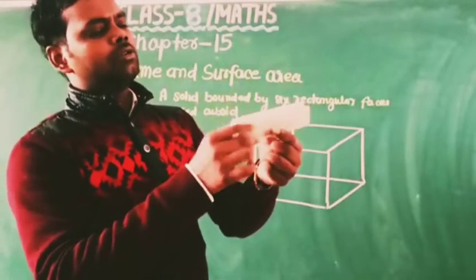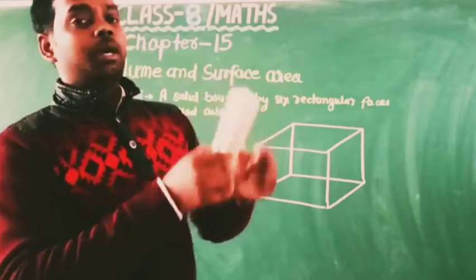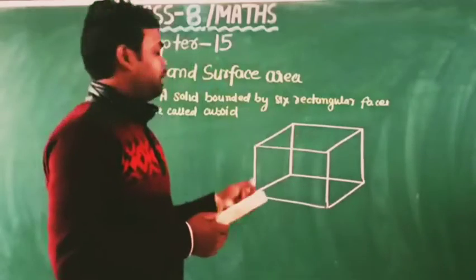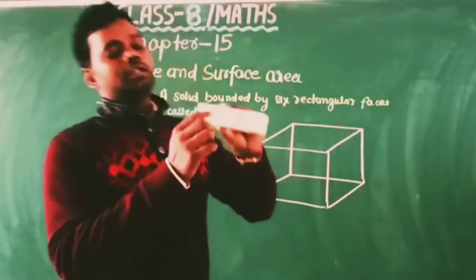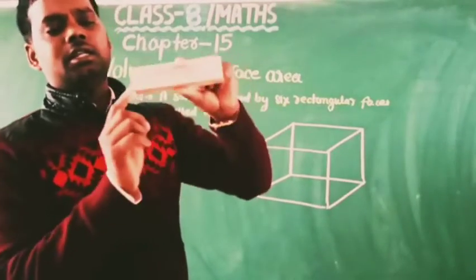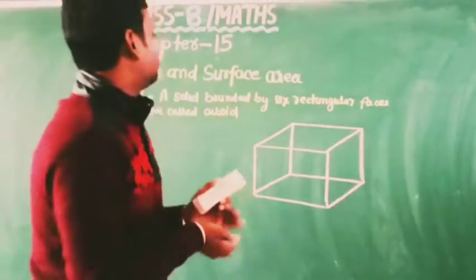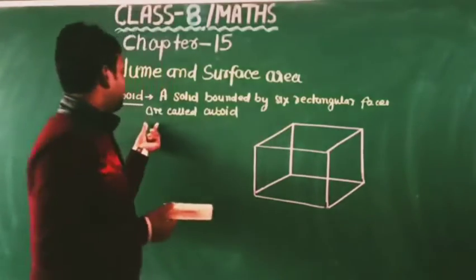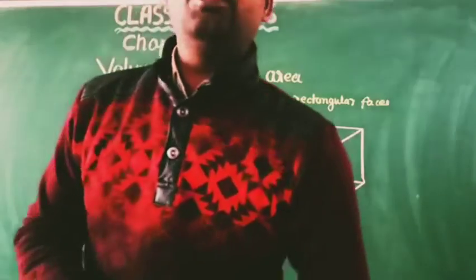Okay, 6 rectangular faces. This is also a face, but in cuboid opposite faces are equal. In cuboid opposite faces are equal to each other. This face is equal to the back side face, and this is equal to this, and this is equal to this.